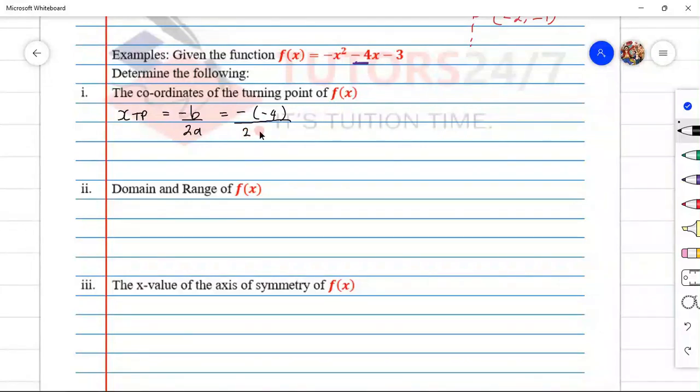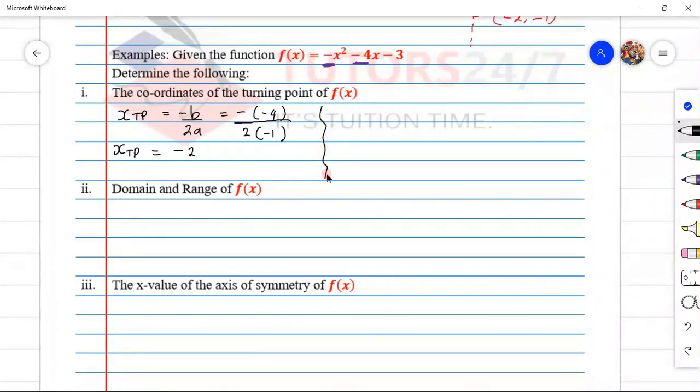So bring down our 2, substitute our value of a, and as we can see, our value of a, which is the coefficient of x squared, is negative 1. From here, we can see that our x value of our turning point is then equal to negative times negative 4 gives us positive 4, and 2 times negative 1 gives us negative 2. Therefore, we end up with negative 2.